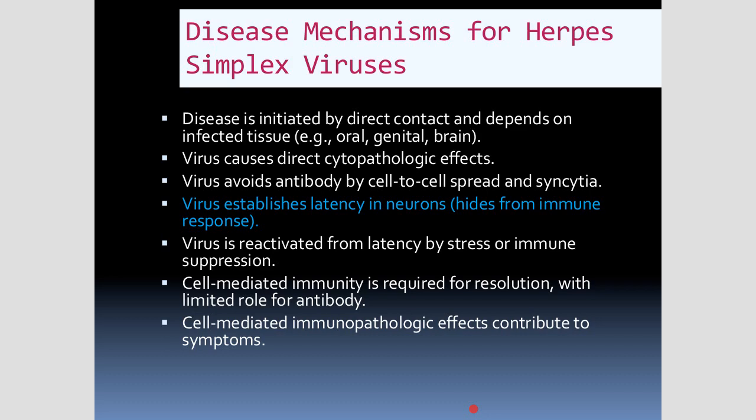Stress or immune suppression. You understand immune suppression. I'm going to talk about stress today. Cell-mediated immunity is required for resolution, with a limited role for antibody. Cell-mediated immunity, again, I don't want to teach you, breaks apart the virus and presents it to class 1, and CD8 cells will come and look at it. But you need a little bit of help from antibody. Cell-mediated immunopathological effects contribute to the symptoms. This means that in order for this to occur, you have to have a very controlled cell-mediated immunity.